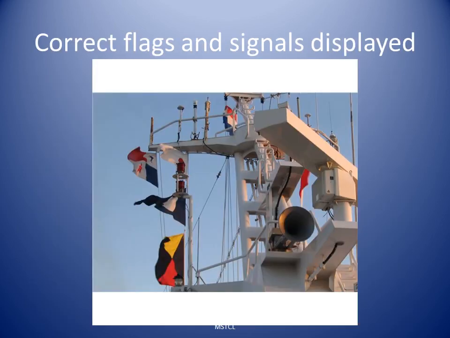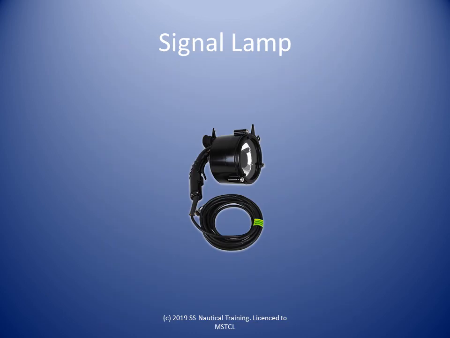We also check that the correct flags and signals are displayed. The customary basic protocols for flags on ships are detailed in another lesson in this section. Check that the daylight signal lamp is functional and ready to make maneuvering light signals, if necessary.